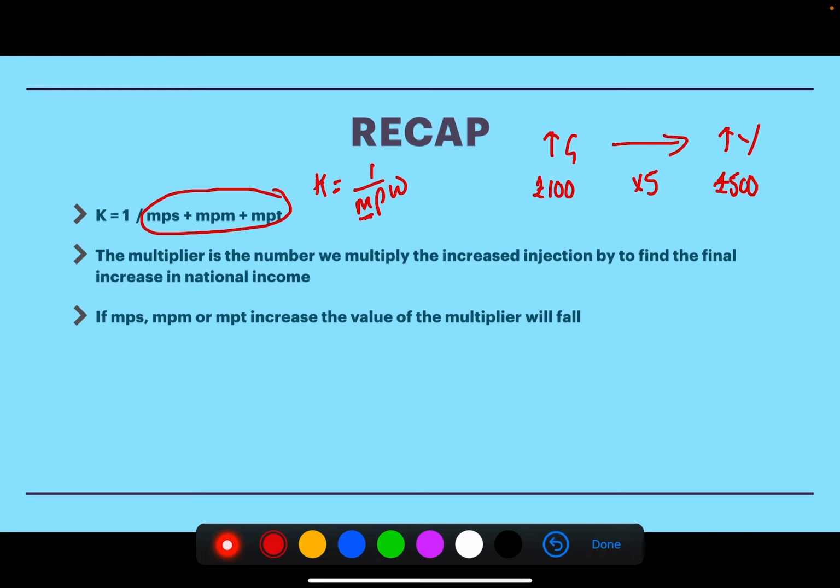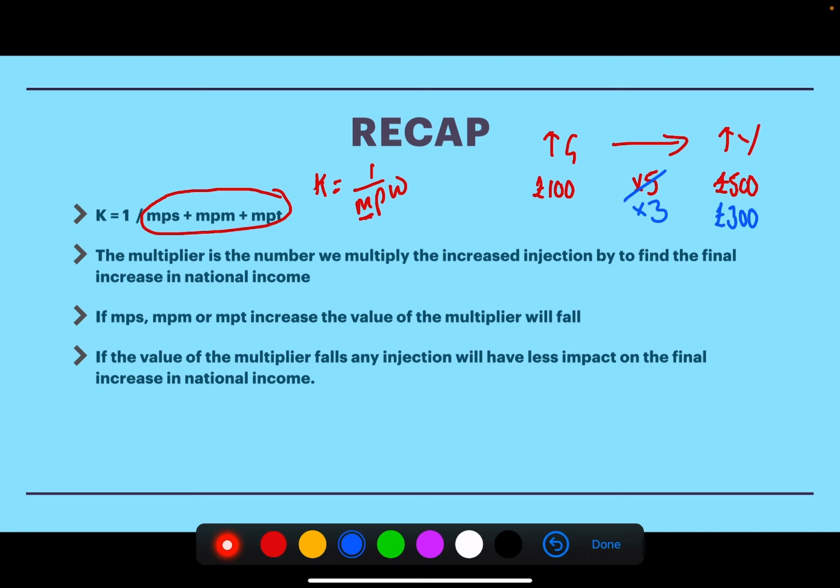Now, if any of these things increase, because they're on the bottom of the equation and you're dividing by 1, if any of those increase, then the value of the multiplier will fall. So what will happen is, instead of multiplying by 5, we might be multiplying by 3. And that means that you do your 100, that's your injection, you're now multiplying it by 3, not by 5, and now you're only going to get 300 increase in national income as a result of the injection. So that's going to have less impact.